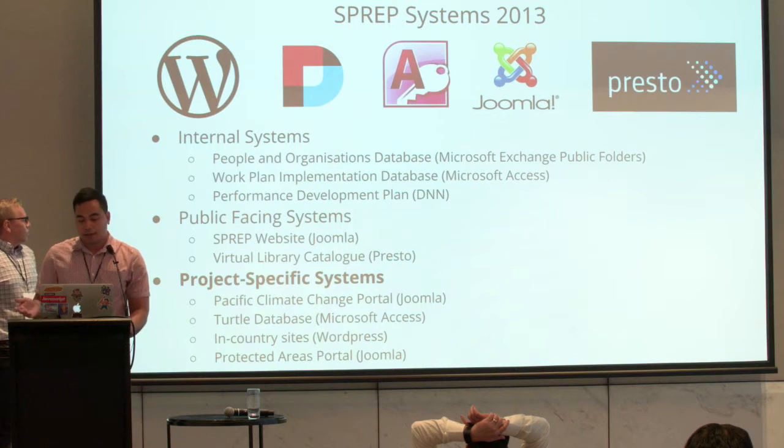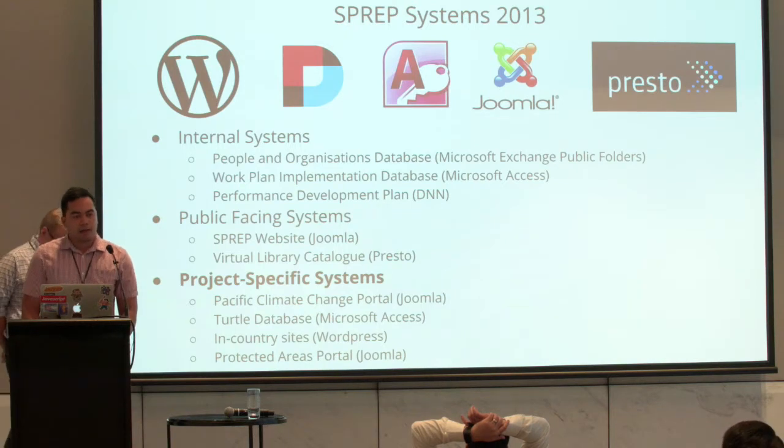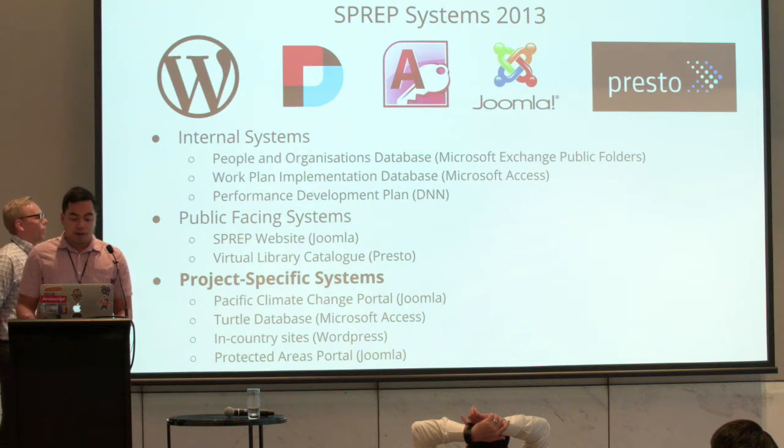Then we had the project-specific systems. Back then we had a website that housed some of the climate change data, and that was running Joomla as well. And some of the other projects, like the conservation project, working with the turtles around the region, the different types of species, had a little database that came out of that project, and that was running on Microsoft Access. We had in-country sites that were all implemented in WordPress, and then we had a protected areas portal that was running Joomla. So as you can see, at the time, we had no Drupal at all.